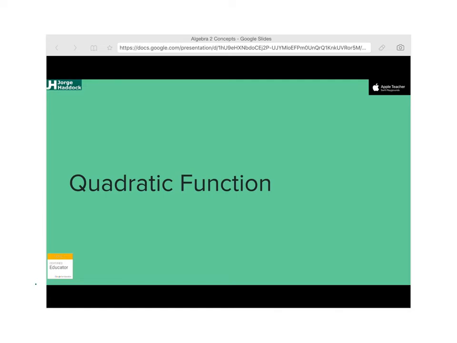Hi, so in this video we're going to be working with an introduction to the quadratic function, right? We've been working already with a linear function, so the exponent is 1. Now we're going to be working with the exponent 2, with this x squared exponent.